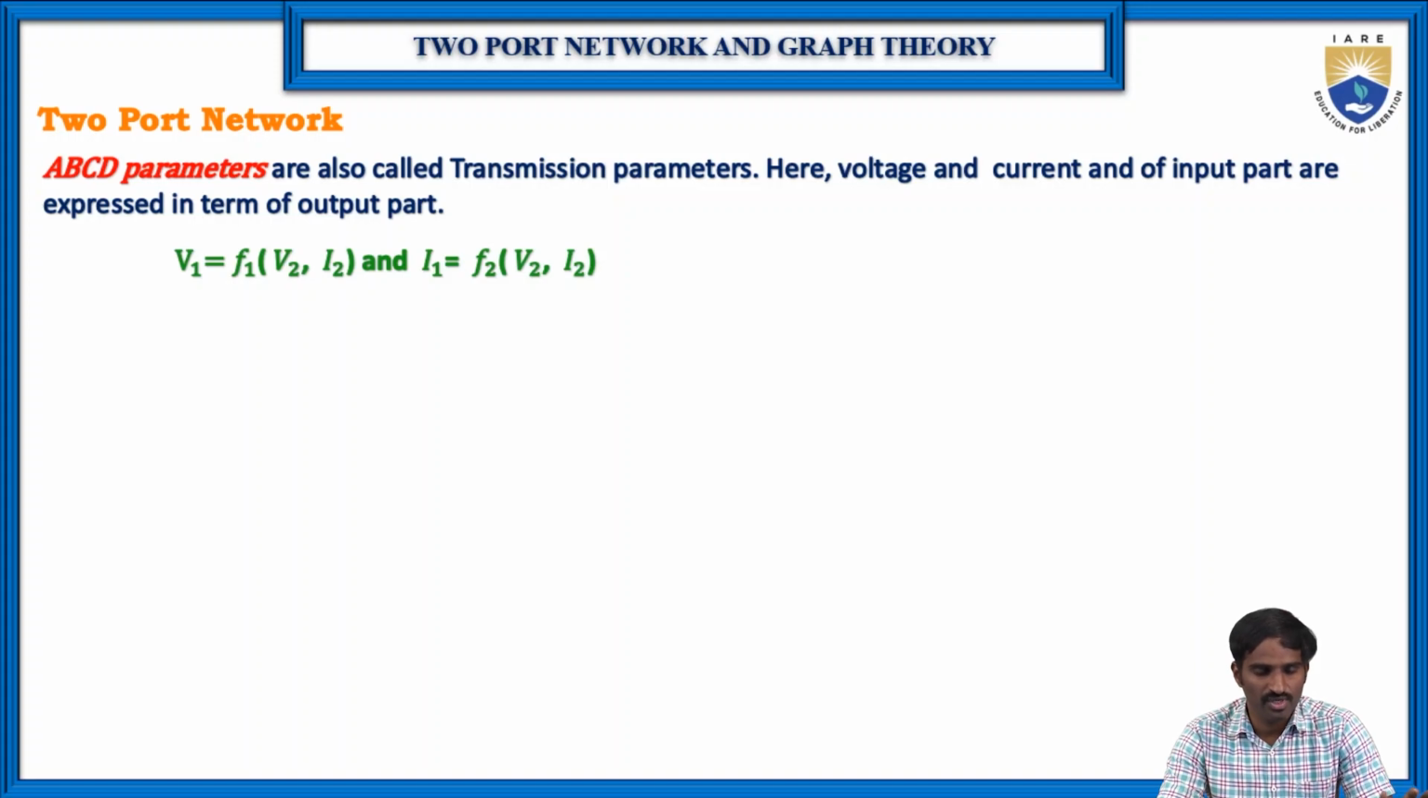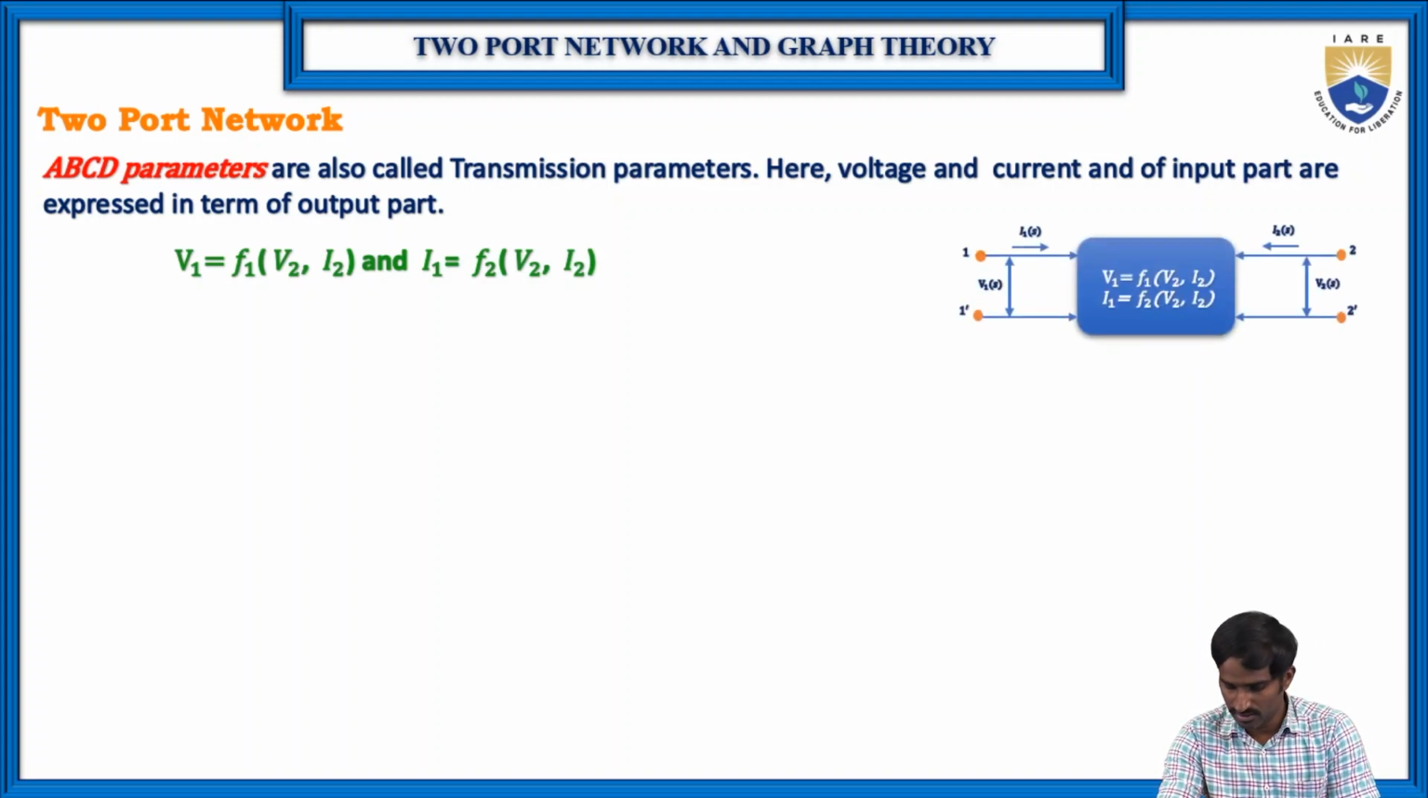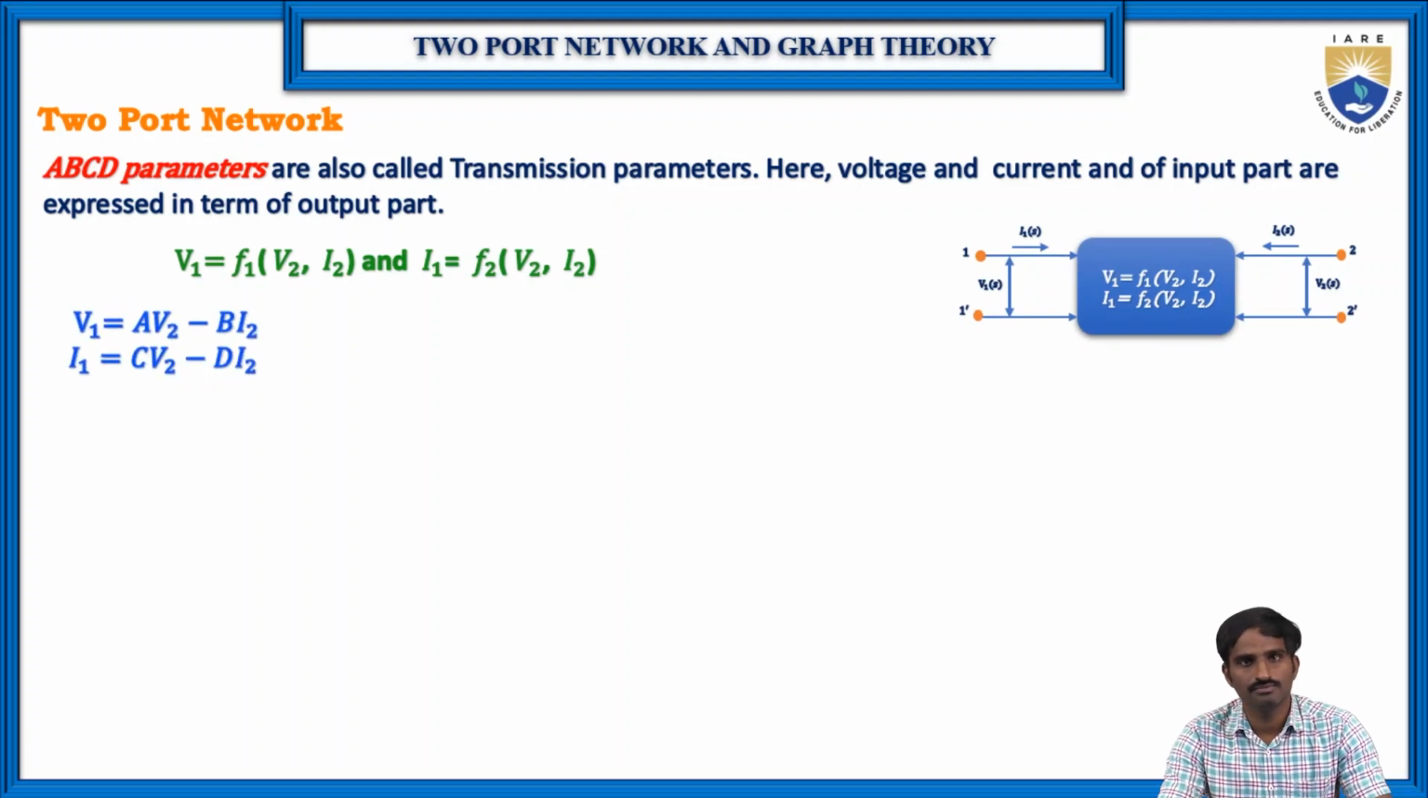But if you see the ABCD parameters, only the input parameters, which means V1 and I1, are functions of the output parameters, which are V2 and I2. So V1 is a function of V2 and I2, and similarly I1 is also a function of V2 and I2. Now let us write the equations for these ABCD parameters. V1 is equal to A into V2 minus B into I2, and I1 is equal to C into V2 minus D into I2.